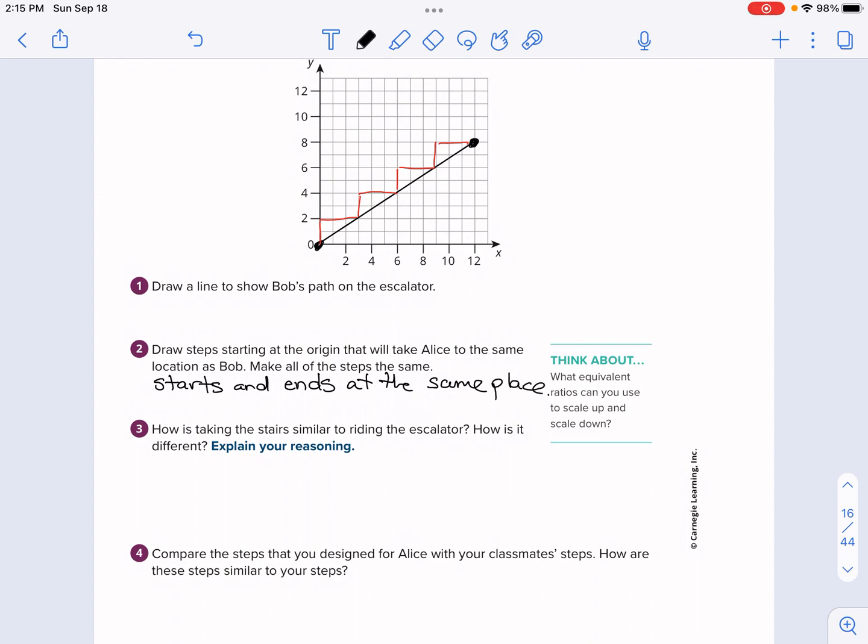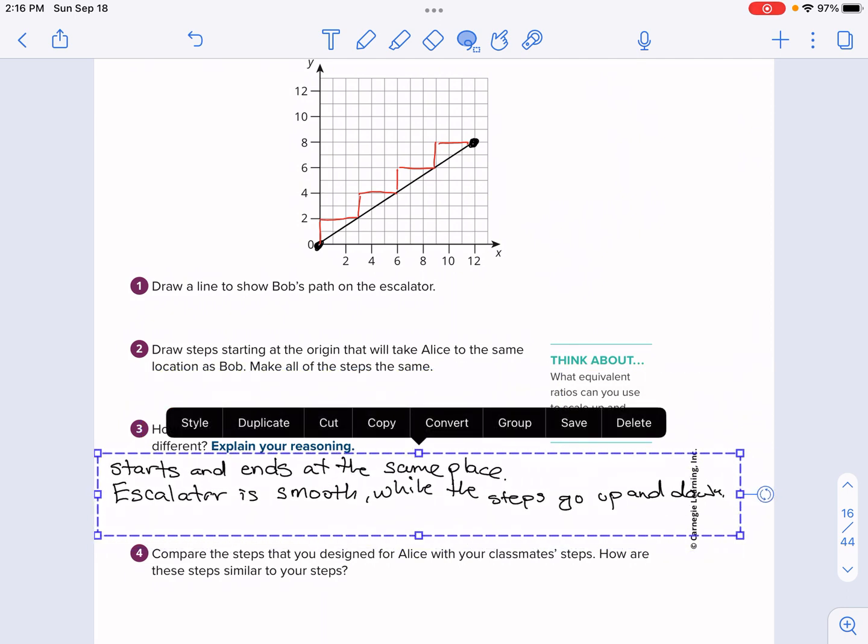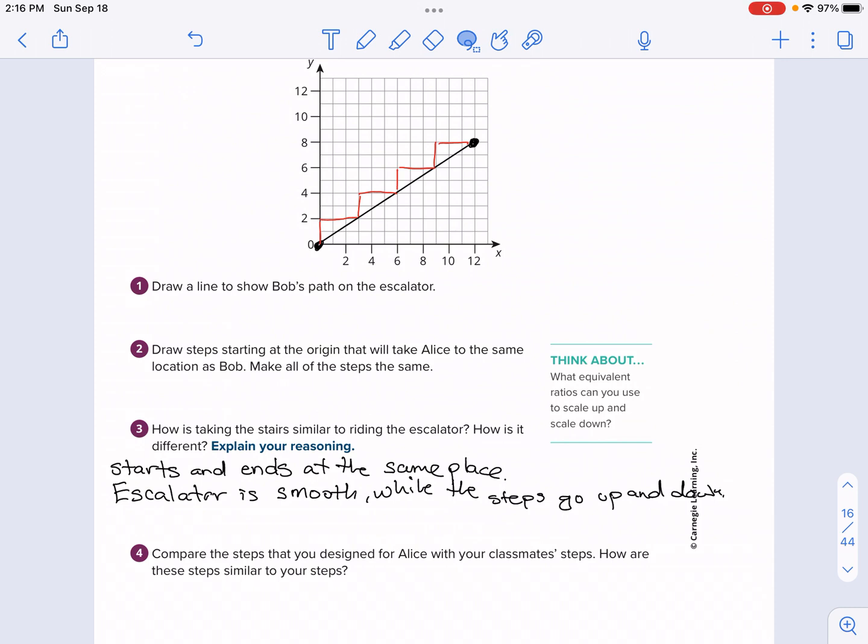We'll say that the escalator is smooth. We're just going along a path. While the steps, we're going to have to write on here. Steps go up and down. Oh, just realized I put this in the wrong place. Whoops. All right, we can fix that. Sorry about that. If you put it in the second spot, I apologize. Just put an arrow to number 3.